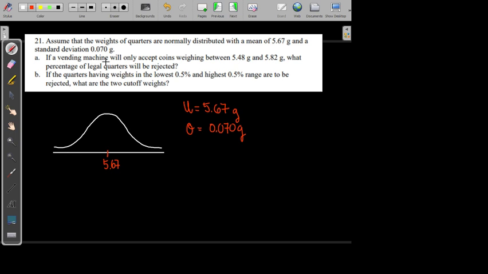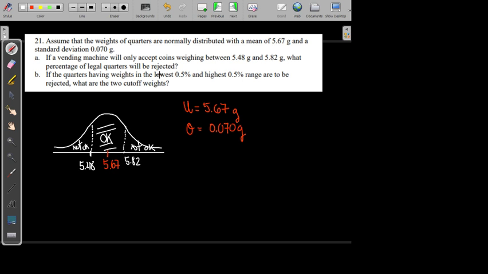The first question is, if a vending machine will only accept coins weighing between 5.48, that is on the left side, so that's the beginning, and the next one is 5.82. That will be to the right because 5.82 is bigger than the mean. What percentage of legal quarters will be rejected? So this is okay, but this is not okay. The acceptable ones are here and the ones that are not acceptable, what percentage of legal quarters will be rejected?